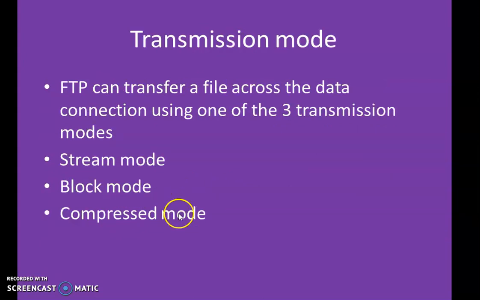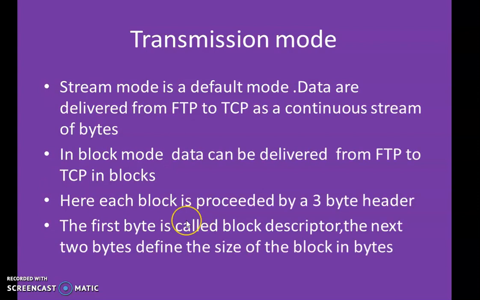Then transmission mode: there are 3 types of transmission mode while transferring files. One is stream mode, then block mode, and then compressed mode. Stream mode is the default mode in FTP data connection. In general, in stream mode data is transferred as a continuous stream, and block mode means the data is transferred block by block, and it also contains a 3-byte header.